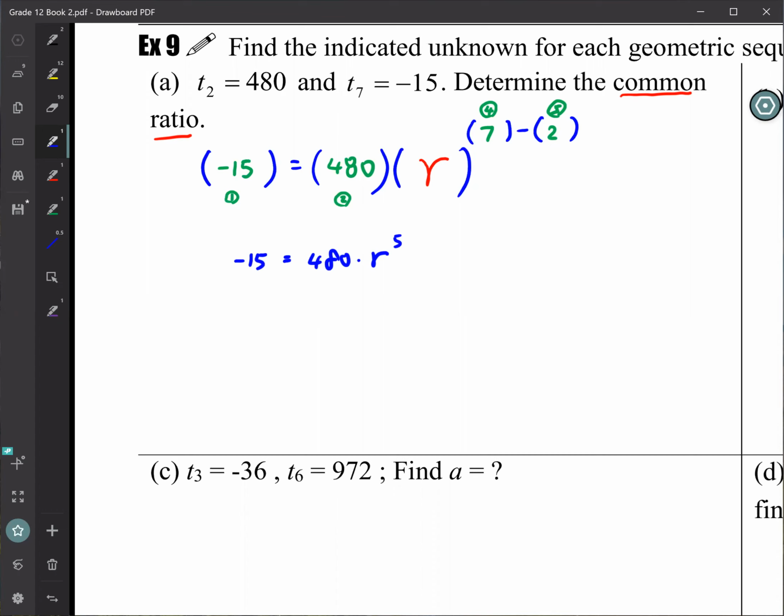Okay, so from here you can start to solve. What will be the first step to solve? What should we do first? Ray, what do you think? To solve for r, divide negative 15 by 480. Yeah, very good. So both sides divide by 480, because on the right side they are multiplying. So we divide. You can write it as over.